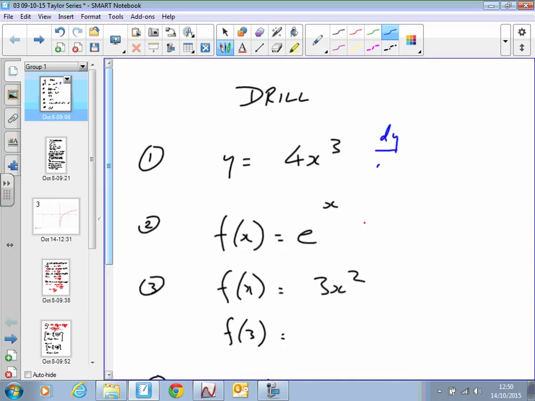So number 1, if I wanted to differentiate this function y equals 4x cubed, I'd use the notation dy by dx, and then that equals, bring the power down, 4 3s are 12, take 1 off the power, 12x squared.